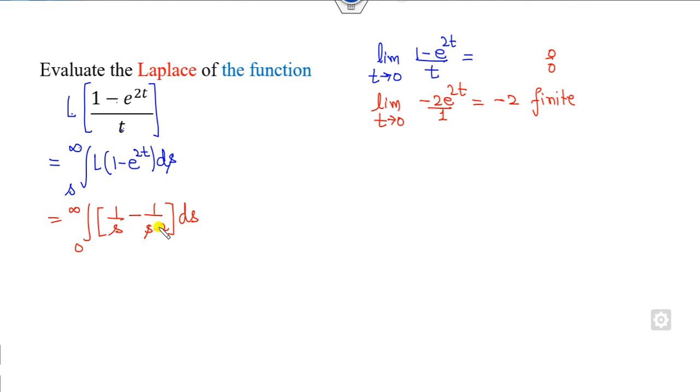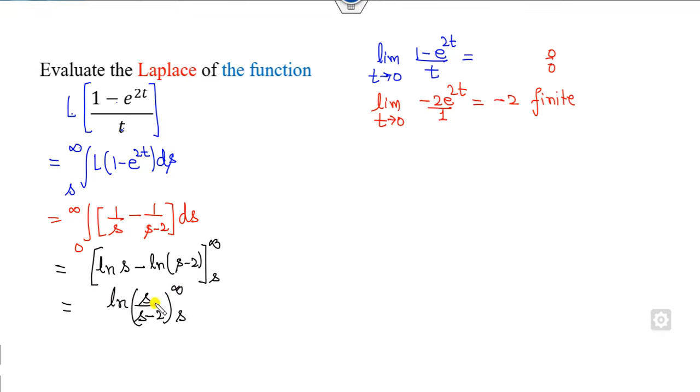Now can you integrate them? There is no need to take the LCM. So the integration is ln of s minus ln of s minus 2, from s to infinity. I can write this as ln of s over s minus 2.